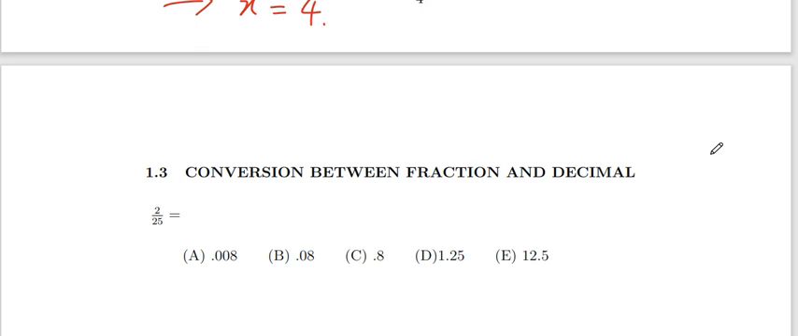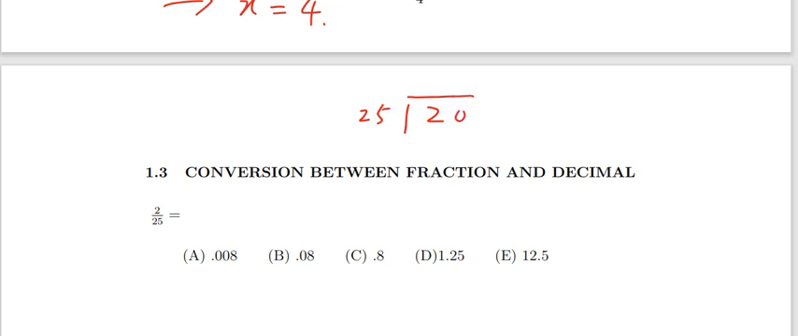Okay, so for numbers, we have fractions and decimals. Sometimes we need to change a fraction to a decimal. We can use division, like 2 over 25. So 2 divided by 25, we can do it this way.